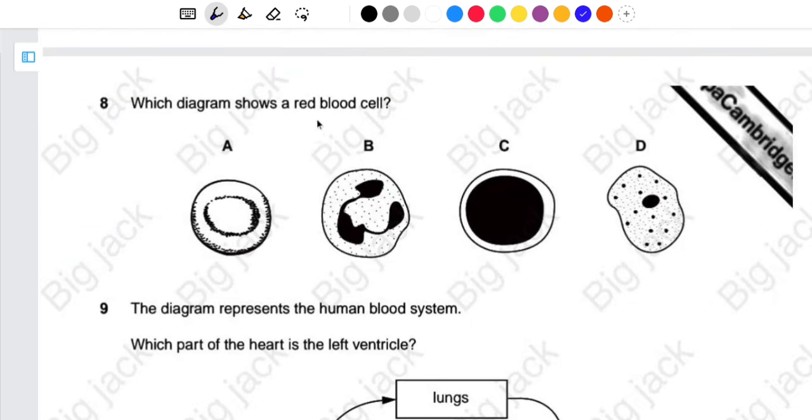Which diagram shows a red blood cell? This is the red blood cell, this is a phagocyte, this is a monocyte, and this one can be an animal cell, for example a liver cell.